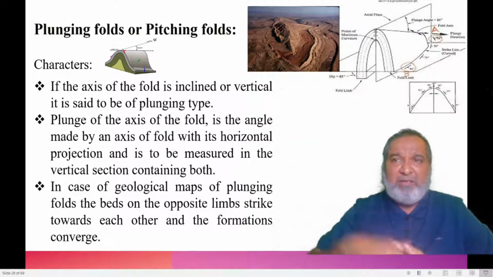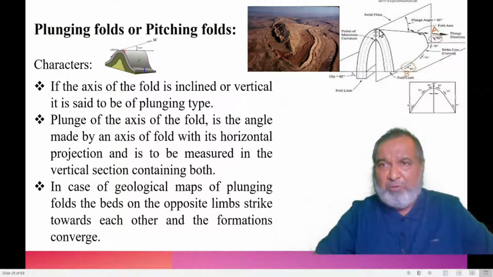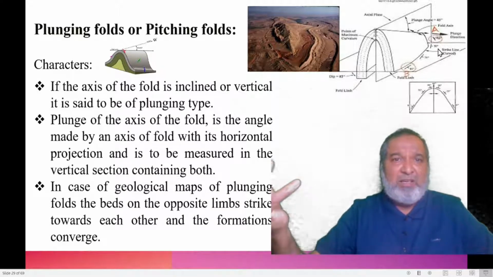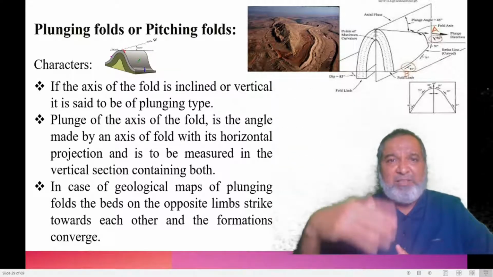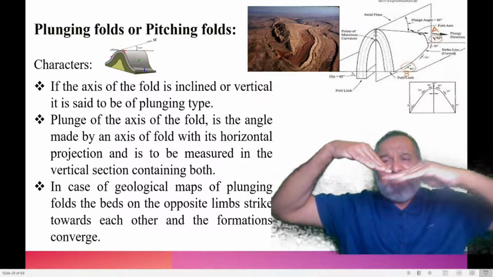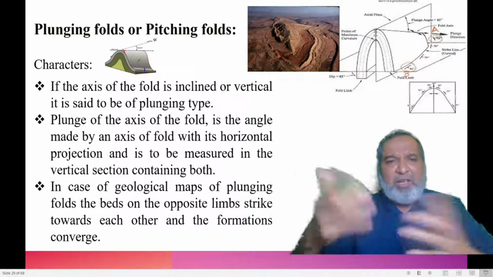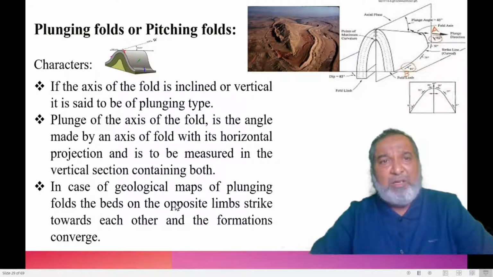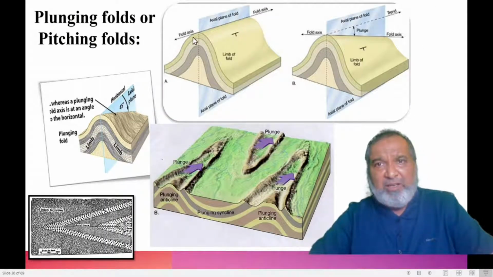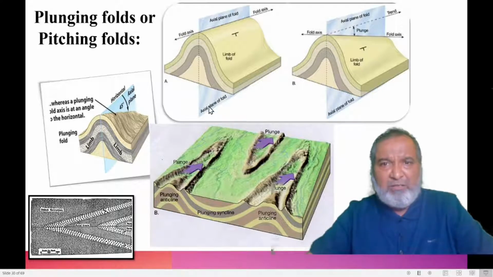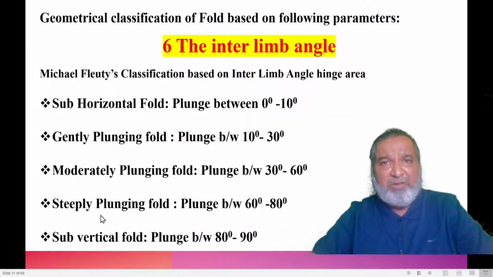Plunging folds: the axis of the fold is going to make an angle with the horizontal. Say this is a fold axis and it makes an angle of 10 degrees, 20 degrees, whichever it is. That will be the plunging fold. So here you can see the plunging, and here the non-plunging. That has been shown now, plunging and non-plunging. So this is the plunging. You can see how the diagrams will be drawn in this fashion.